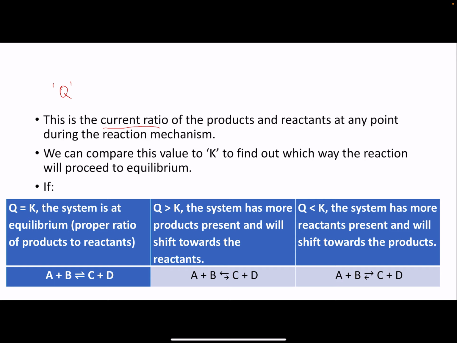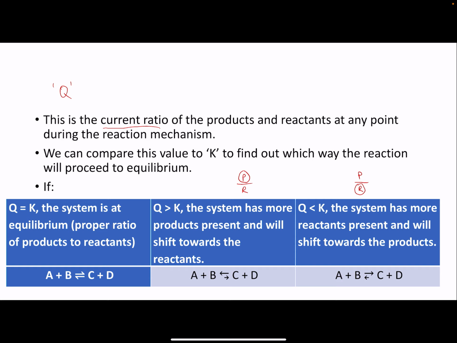If Q is ever greater than K, remember that it's a ratio of products over reactants. So if Q is too large, that means the numerator is too large. We have too many products formed for what equilibrium should have. So the system will turn some of those products back into reactants and shift towards the reactant side. Depending on what the system is, that scenario looks different for every reaction. And if Q is less than K, that means the denominator is too large relative to the numerator. So we have to turn more reactants into products, so the system will shift towards the right side.